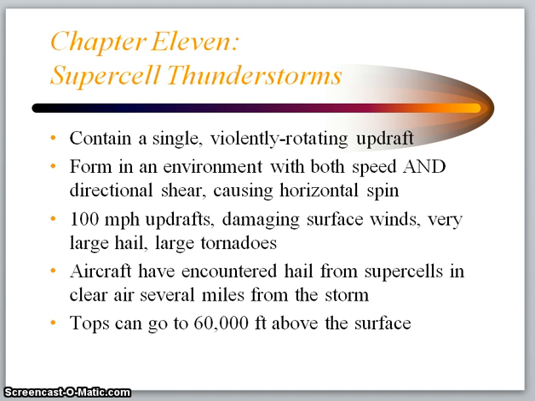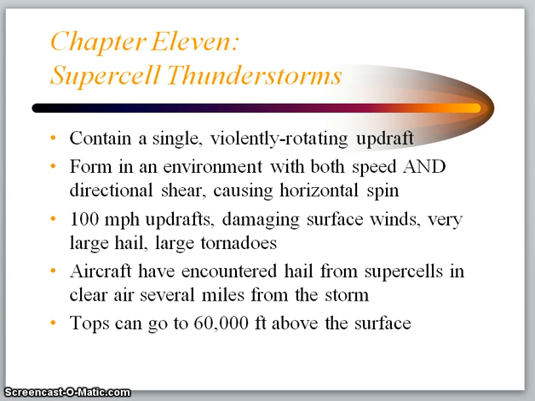These are formed in an environment with both speed and directional shear that causes horizontal spin. Now here's what I mean by shear, wind shear. That's when the wind speed increases with height, and that's when the wind direction changes with height. So if I had winds coming out of the south on the surface at 10 miles an hour and I went up 20,000 feet and the winds were from the south at only 20 miles an hour, that's not a lot of shear because first of all the direction didn't change and the speed didn't change too much.